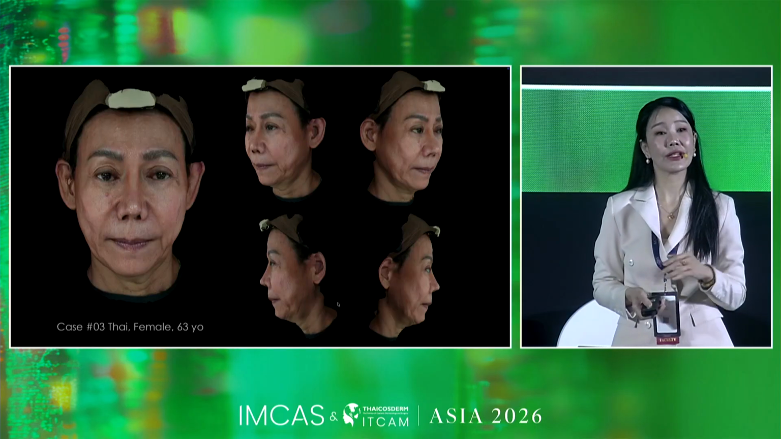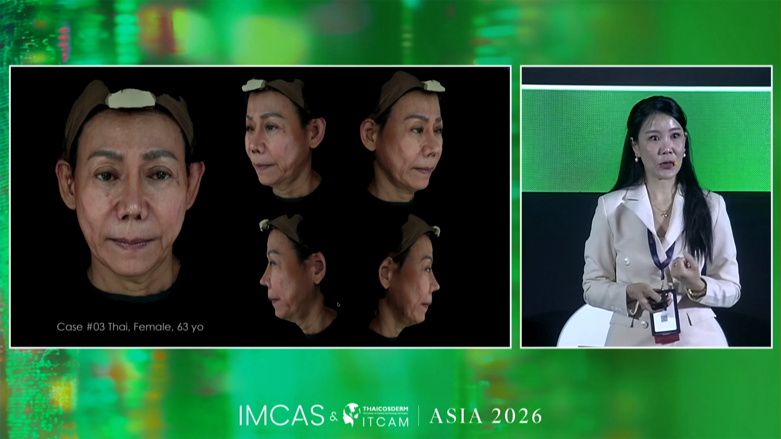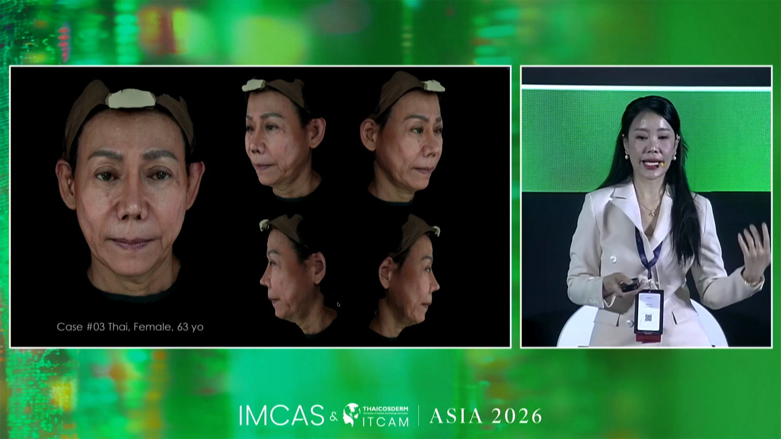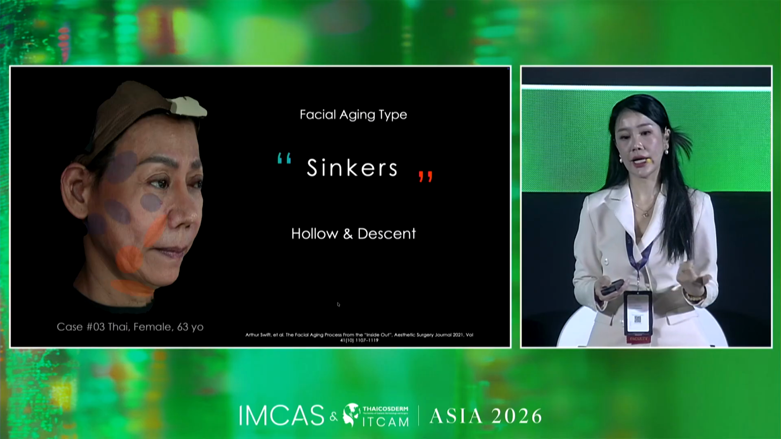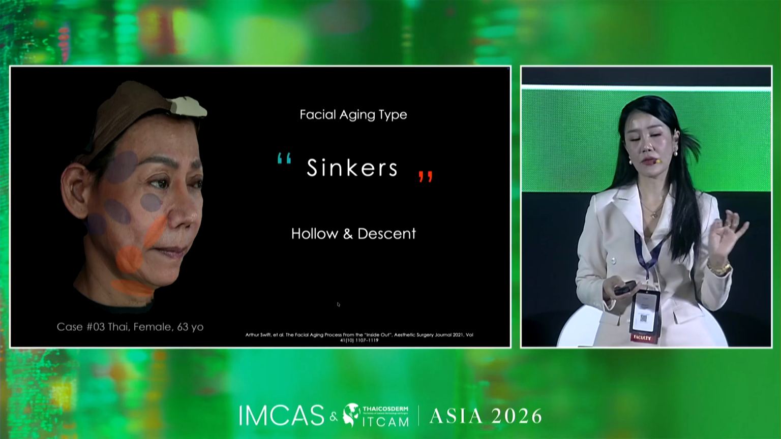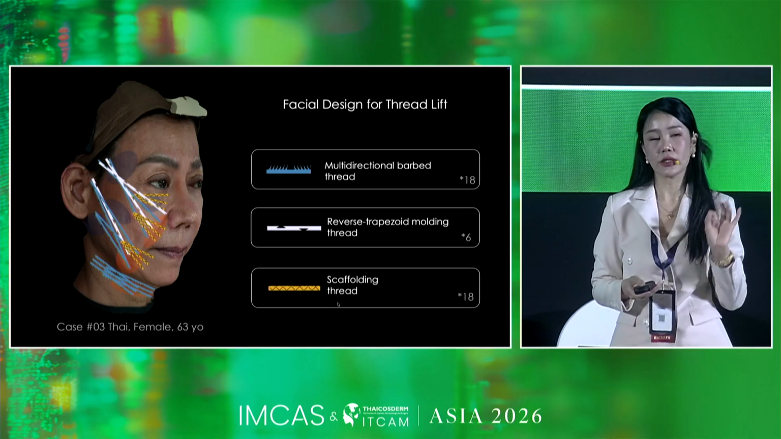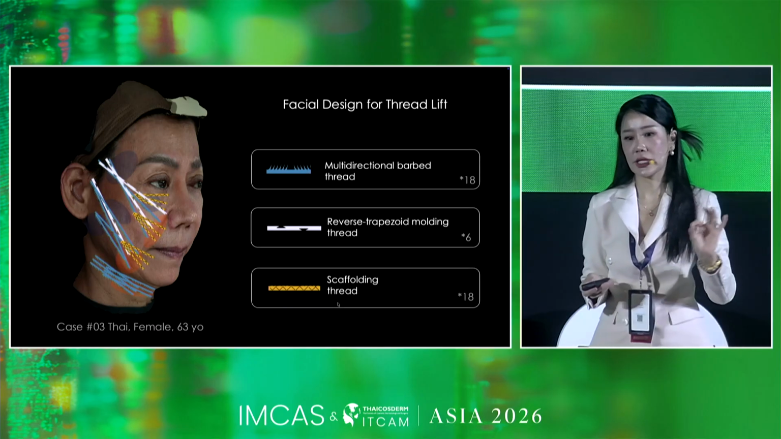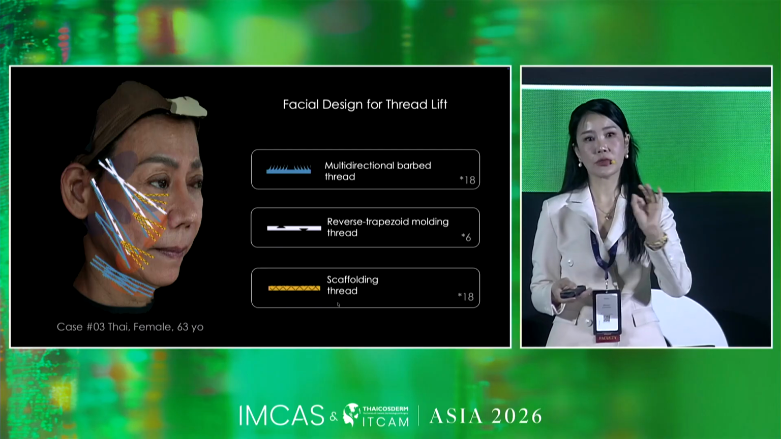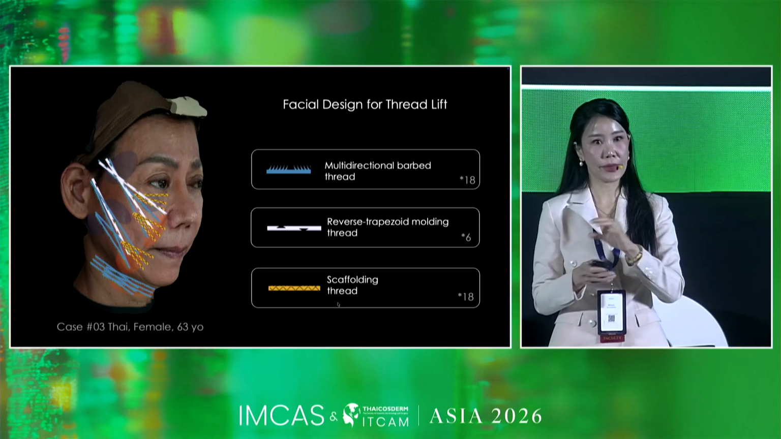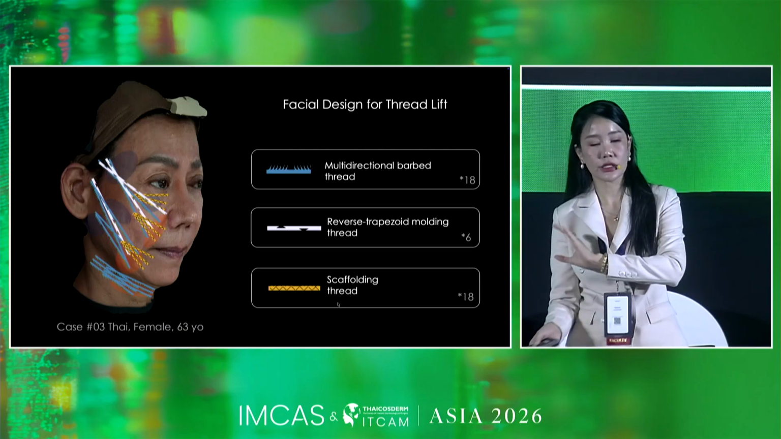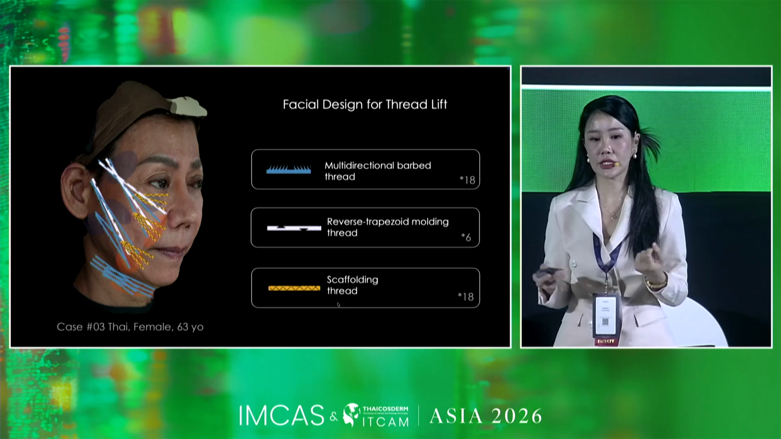She is a Thai female, 62 years old, a little bit older. You can see the sagginess, and she is the Sinkers type, meaning she has hollowness and descent of some areas of fat and skin laxity. She also wants some immediate visible results. So I use thread, but in this case I focus and emphasize more on the scaffolding thread to create a little bit of a volumization effect. She didn't want to do filler injection.